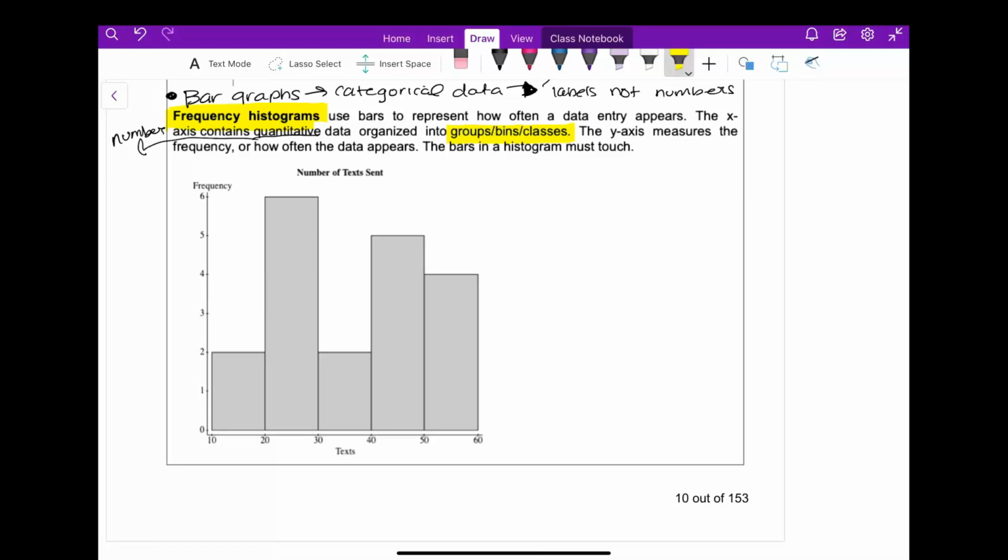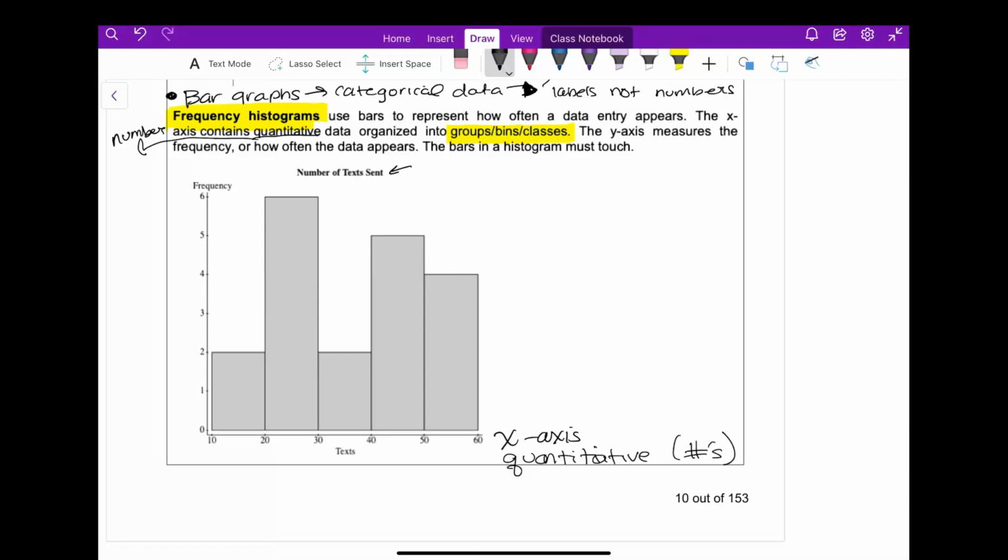All right, so let's look at our histogram. I hope you've noticed that this following graph is a histogram, and it represents the number of texts sent. In fact, this is the same data as I had presented to you before. This is the x-axis, and it tells us that this is quantitative data. What does quantitative mean? This is numbers. I want you to think of quantitative as quantity, okay?